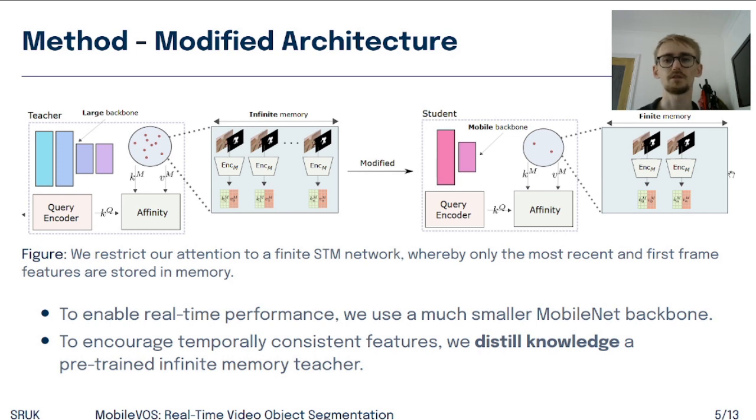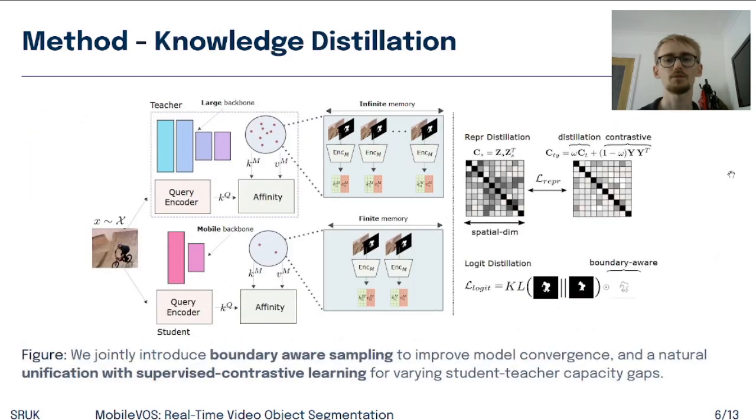To encourage these features to be temporally consistent, we then perform distillation from the much larger pre-trained and infinite memory counterpart. We propose to use a pixel-wise representation distillation loss to transfer the structural information between 2 models. A pre-trained infinite memory model is used as the teacher, and a small finite memory model will then be used as the student. Both of these models are fed the same augmented frames and a distillation loss is applied between them. This loss involves constructing correlation matrices from the 2 sets of representations, where each matrix captures the relationship between all pairs of pixels.